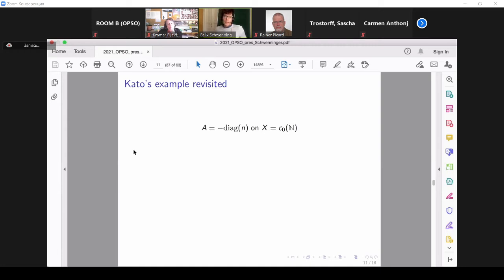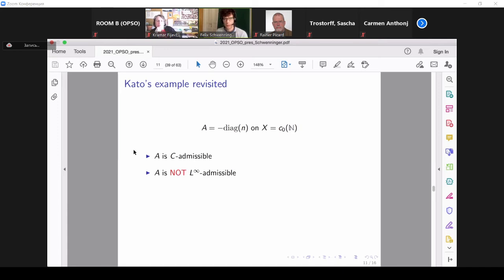Let's look again at Kato's example. In terms of this new notion, from the things I said before, it was clear that A is maximal regular with respect to the continuous functions, and by Travis' result, this then means that it's also C admissible because these two notions are then equivalent. However, A is not L infinity admissible.